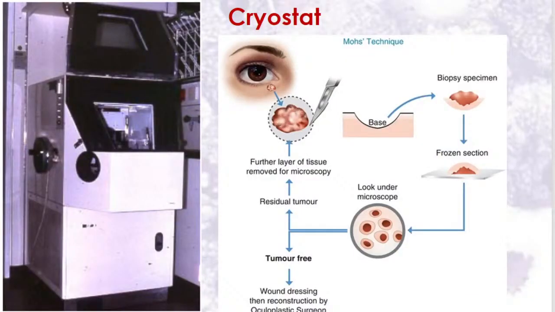Cryostat. We have seen the cryostat a minute ago. So here is represented the classical routine method for identification of the type of tumors. That's like the Mohs technique.